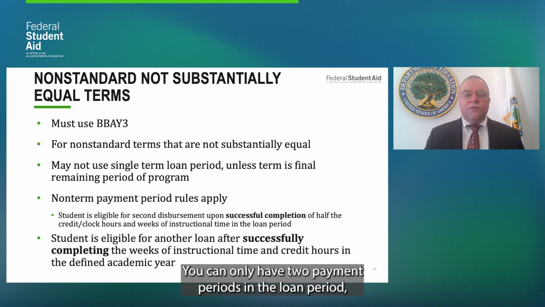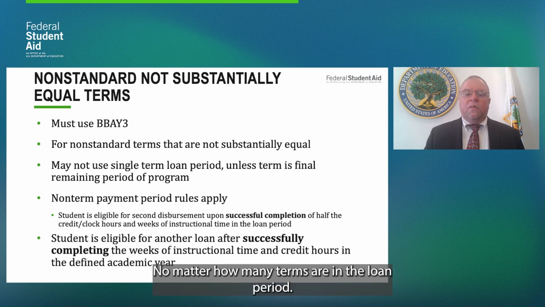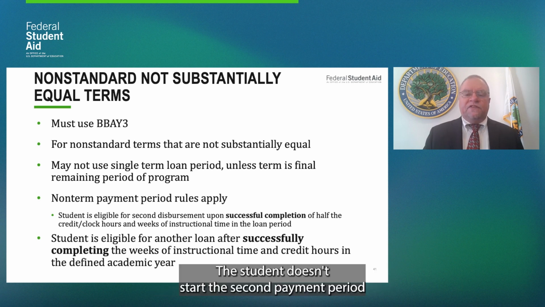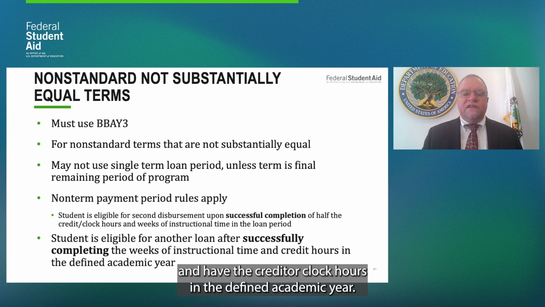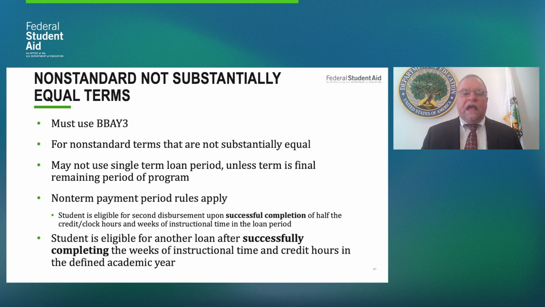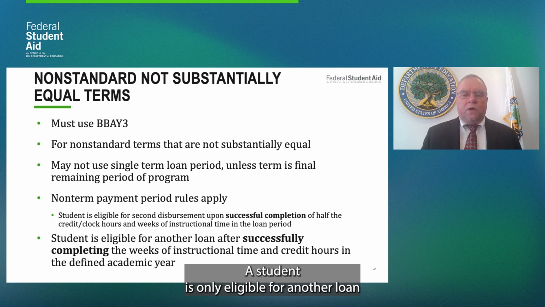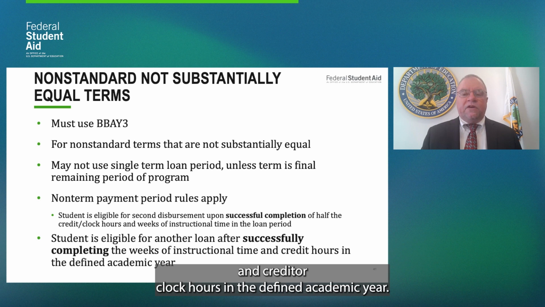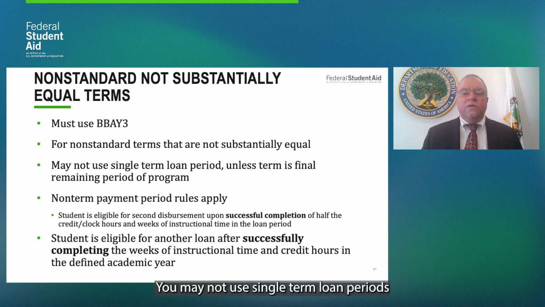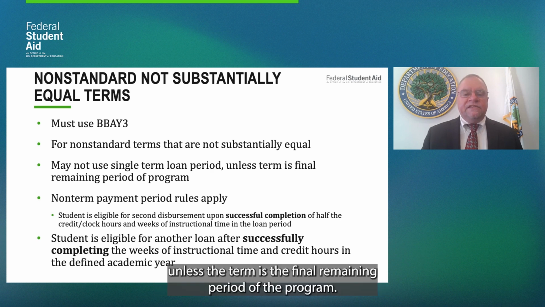You can only have 2 payment periods in the loan period, no matter how many terms are in the loan period. The student doesn't start the second payment period until they successfully complete half the weeks and half the credit or clock hours in the defined academic year. A student is only eligible for another loan after successfully completing the weeks of instructional time and credit or clock hours in the defined academic year. You may not use single-term loan periods unless the term is the final remaining period of the program.